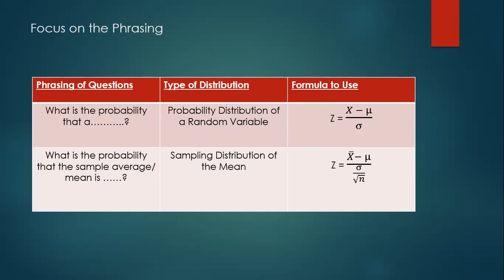So Miss might ask you a question, maybe she asks what type of distribution is this question represented by? Once you don't see anything about a sample average or just an average or the mean, you're dealing with the probability distribution of a random variable.